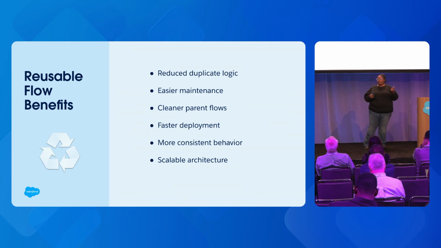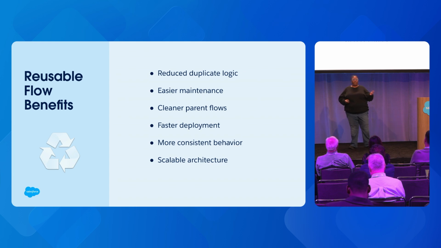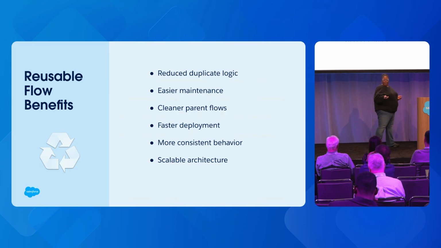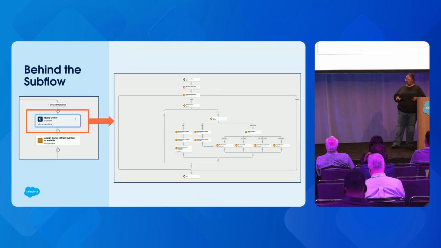And then consistent behavior. So if you are incorporating logic within multiple flows, something changes, then you have to update. You may be introducing inconsistent behavior across the flows because you have to compare those. You have to make sure they run the same. And then, of course, it's more scalable.